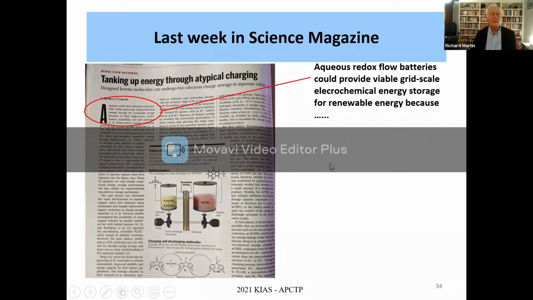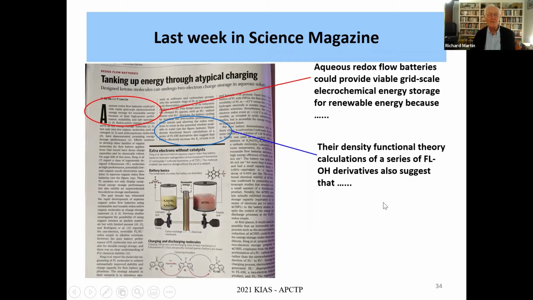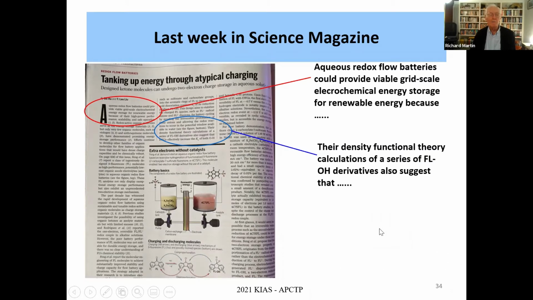And it was really nice to see their density functional theory calculations of a series of molecules also suggest that this is the way density functional theory can work with experiments. And almost every issue of Science magazine has someone using density functional theory. It's entered the lexicon of the terms that people are supposed to recognize. If you mention DFT, people in many fields recognize what you mean.